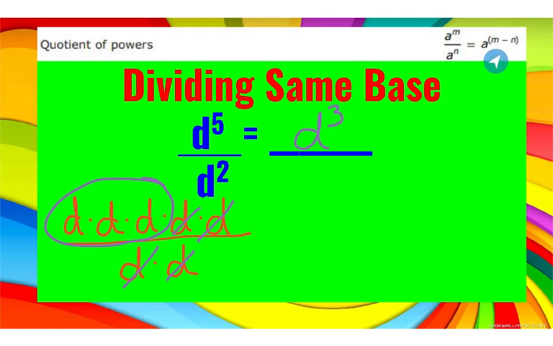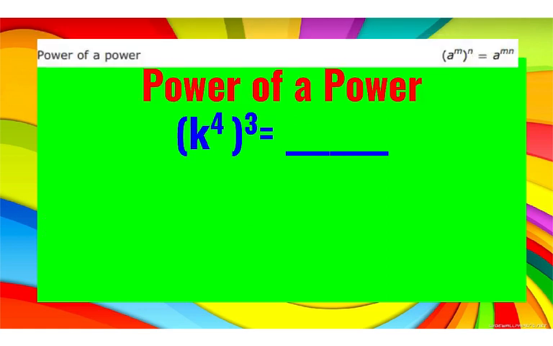Now my rule over here says that anytime I'm dividing, quotient of powers, remember quotient is just the answer to a division problem, it says to go ahead and subtract your numerator exponent by your denominator exponent. Order matters when I'm subtracting, so be careful. We're going to see later on where if I get a negative number, there's something else I have to do here. So 5 minus 2 is 3. So this was my answer using the rule and by writing it out.